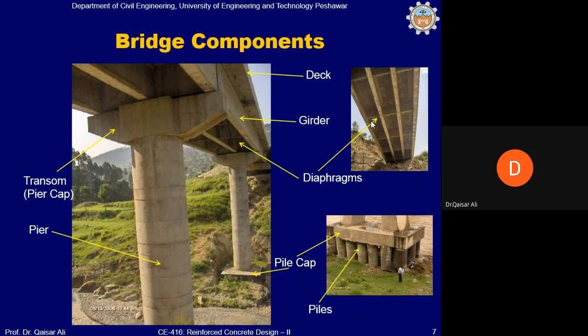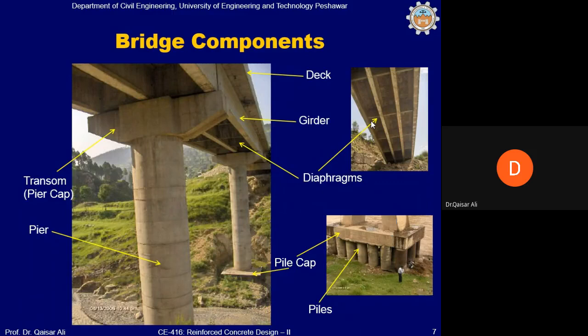Diaphragm is a term used for a member in a structural system, which basically helps the distribution of load. So in the beam diaphragm, all the girders are connected through the depth of the girders. It will help the distribution of the load and also will avoid any buckling through the depth of the girders. Okay, you can also see girders.